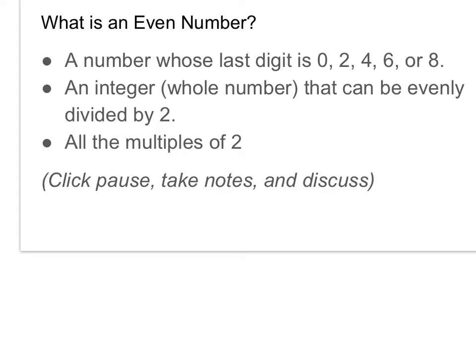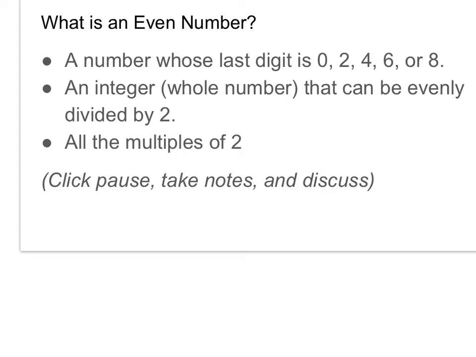What do we mean by last digit? Well, we mean that the place value is the ones place. So when we're looking at the number, we look at the ones place. And if the digit in the ones place is a 0, a 2, a 4, a 6, or an 8, then that is an even number.